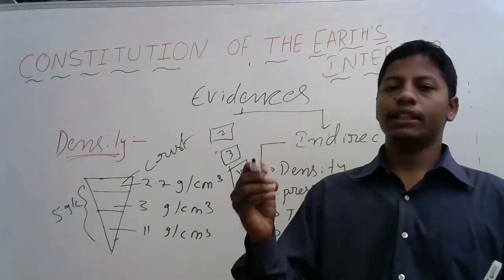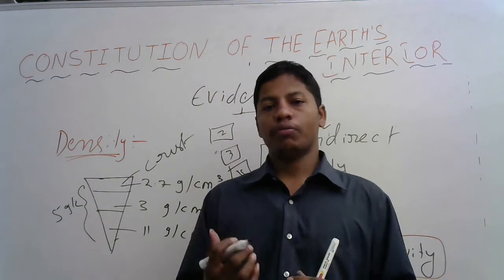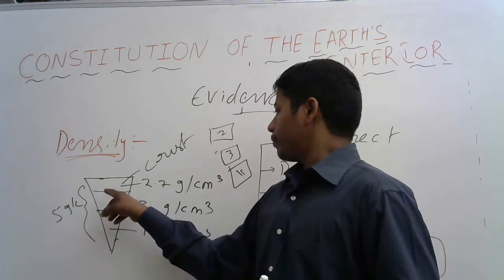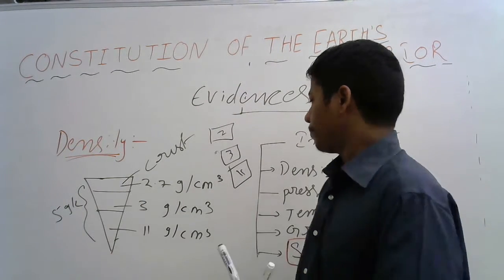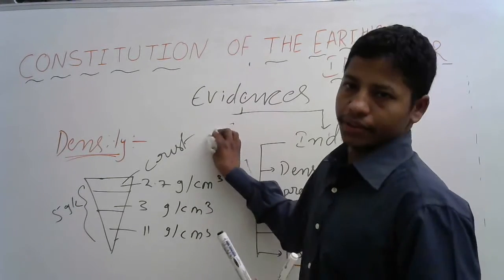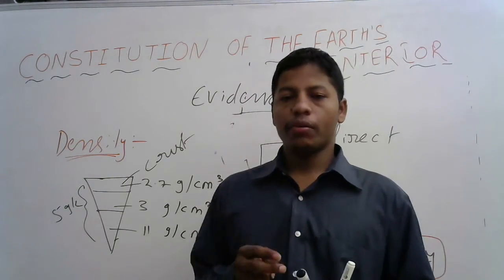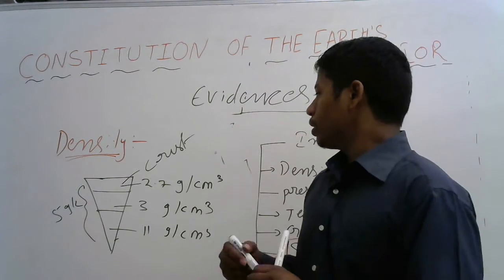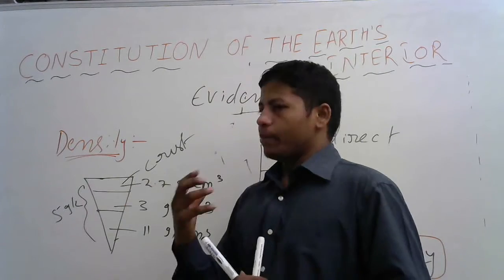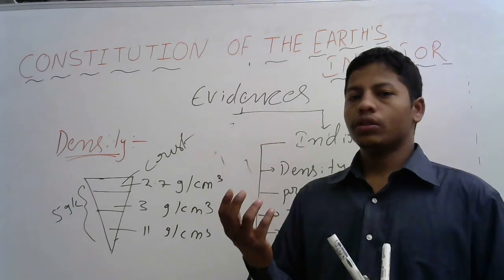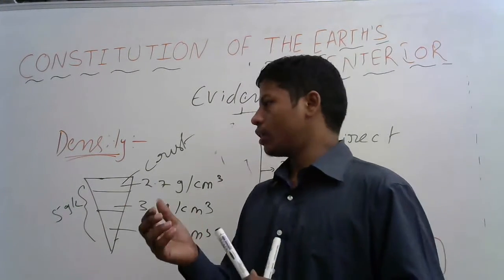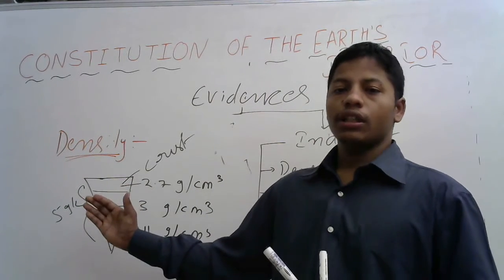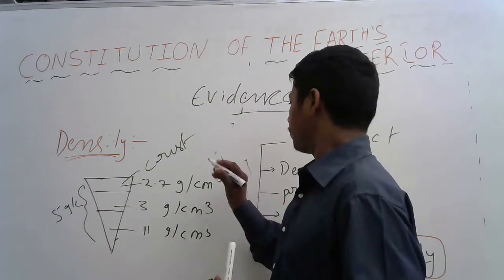If you increase the density, automatically the pressure rises. Why does the density increase with depth of the interior? Two reasons: chemical composition and the encumbrant load of the material. Chemical composition directly raises the density. You know, the earth crust contains silica, aluminum.